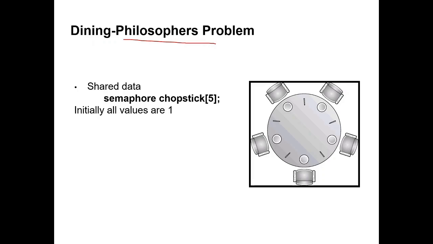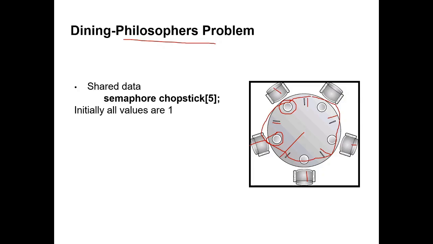In this problem there is a circular table surrounded with 5 chairs and there are 5 philosophers sitting on each chair. In front of each philosopher there is a plate of noodles. So there are 5 plates of noodles, one in front of each philosopher. And there are 5 chopsticks in between the philosophers. These chopsticks are used to eat the noodles, but there are only 5 chopsticks.